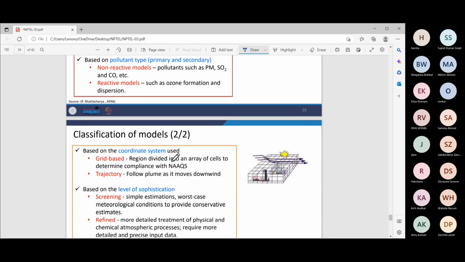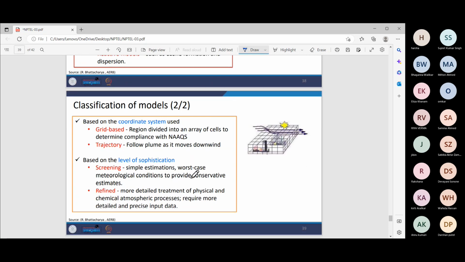Next is based on the coordinate system. So there will be grid-based and trajectory models. In the grid-based model, basically a whole region is divided into an array of cells to determine the compliance with the national ambient air quality standards. And for the trajectory models, we follow the plume as it moves downwind.